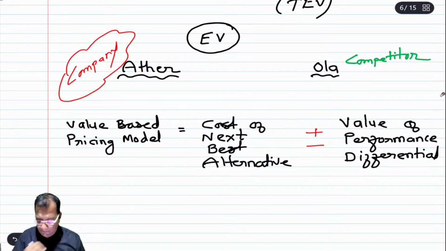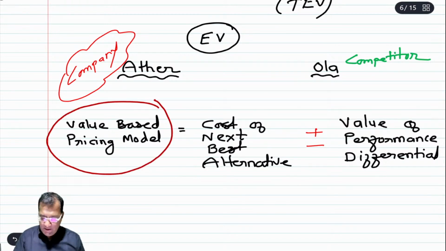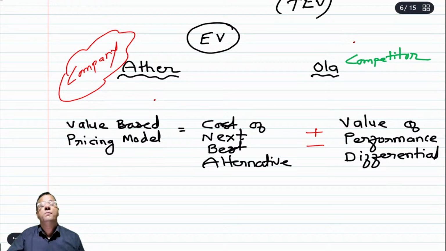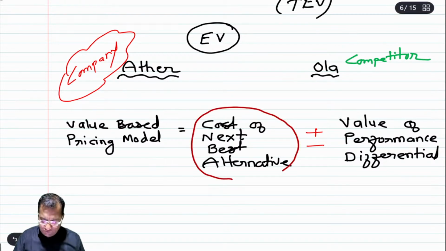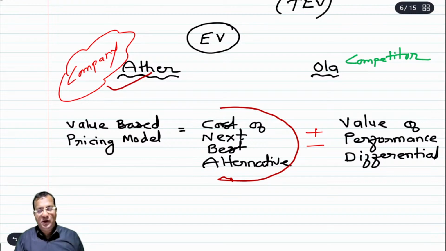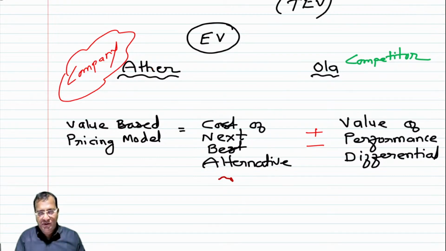So we have taken a practical example. My company name is Ather. I want to price my product based on the value-based pricing model, and for this example we have taken the competitor as Ola. The first is cost of next best alternative. Customer wants to buy my product, but if for any reason that customer is not buying my product, which company's electric vehicle will that customer buy? Suppose the answer is the Ola product.